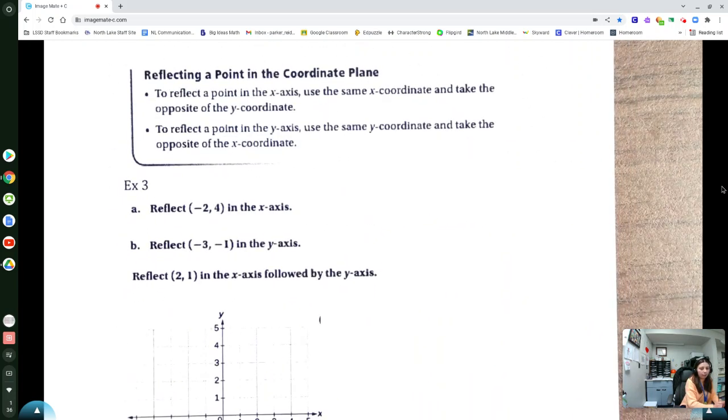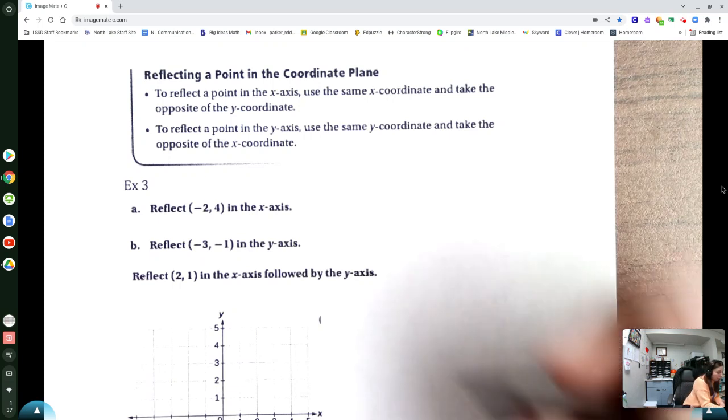Okay, now let's talk about how to reflect a point in the coordinate plane. It says to reflect a point in the x-axis, so across the x-axis, the horizontal axis, so if it's at the top going below, if it's at the bottom going to the top, use the same x-coordinate and take the opposite of the y-coordinate. To reflect a point in the y-axis, to mirror it to the left or right, because the y-axis is the vertical one, use the same y-coordinate and then take the opposite of the x-coordinate.